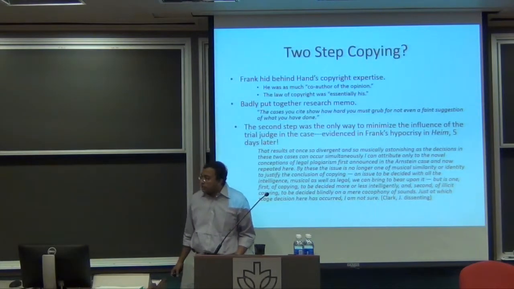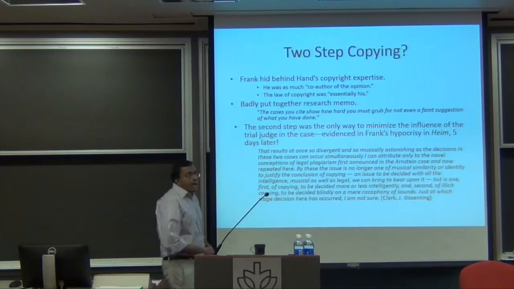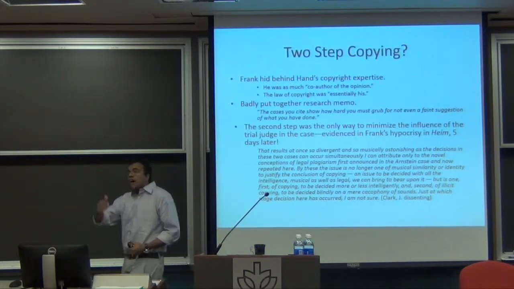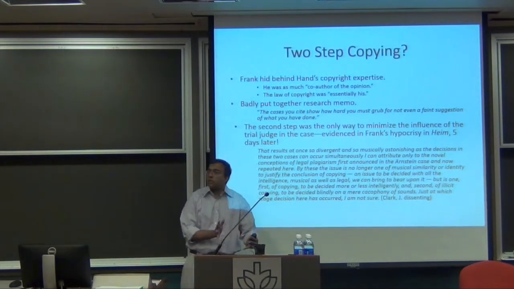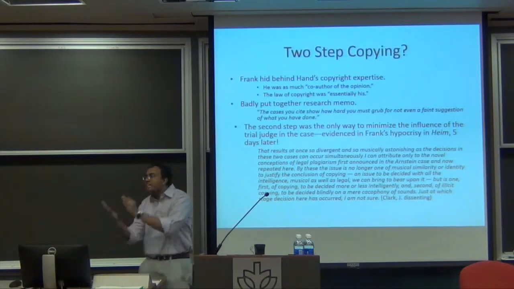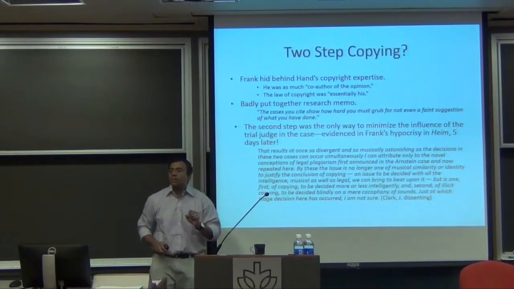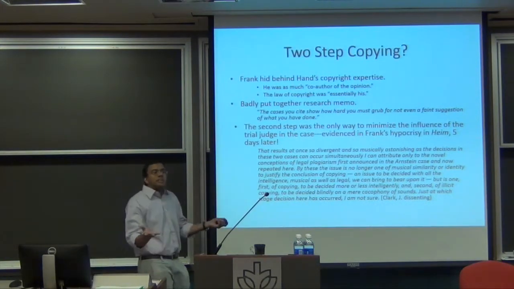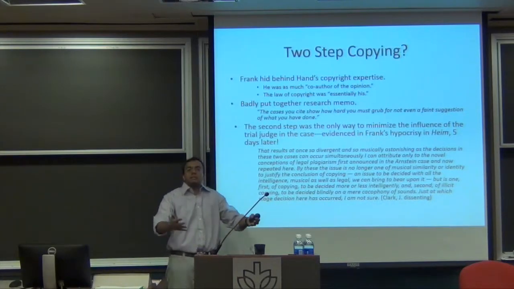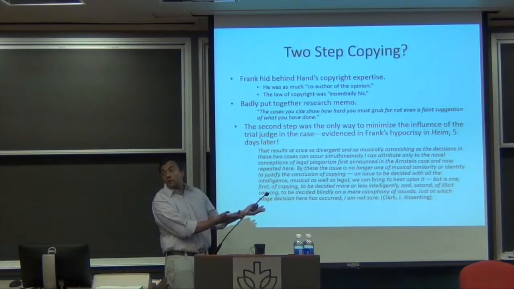He says, the cases you cite show how hard you must grub for not even a faint suggestion of what you have done. And the hypocrisy is revealed 5 days later. And this is something which I don't know why we don't teach to reveal the hypocrisy of Arnstein. In the Federal Reporters, the next case after Arnstein is Heim versus Universal, a case on substantial similarity, where Frank is willing to get rid of the jury and decide on summary judgment. Right? And Clark goes off the deep end. Even though he agrees in the result, he writes a dissent, saying, I have no idea what just happened here. They're so musically astonishing, I just am not sure what's going on.